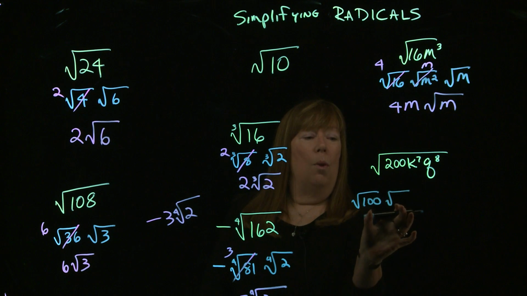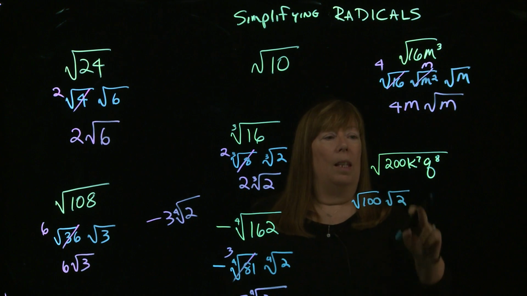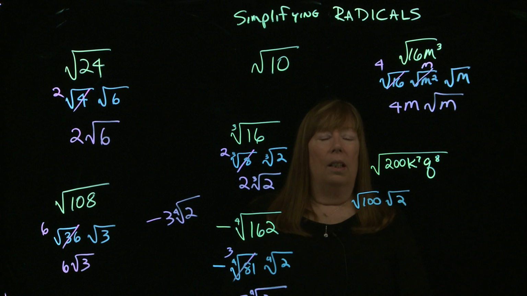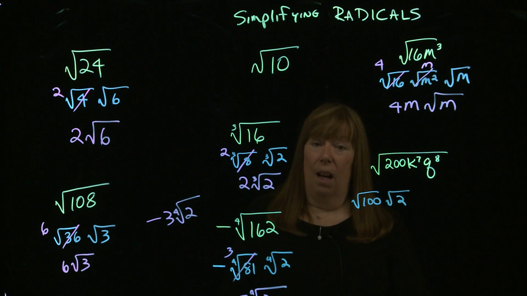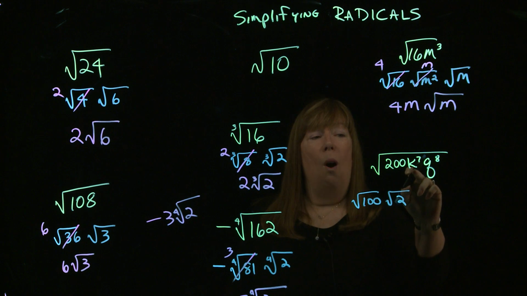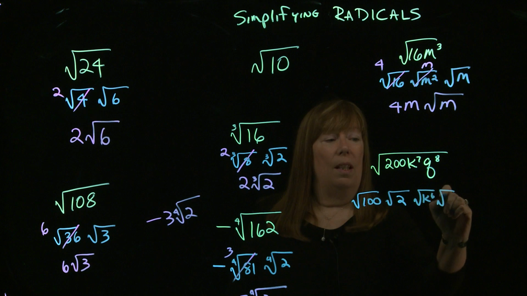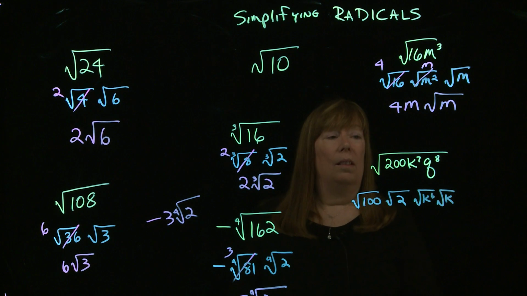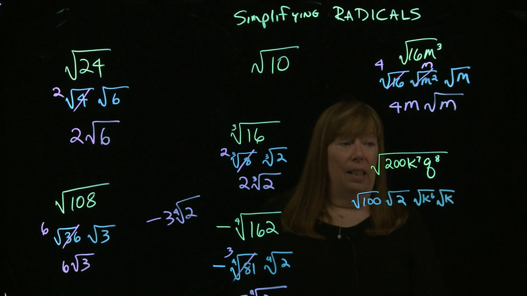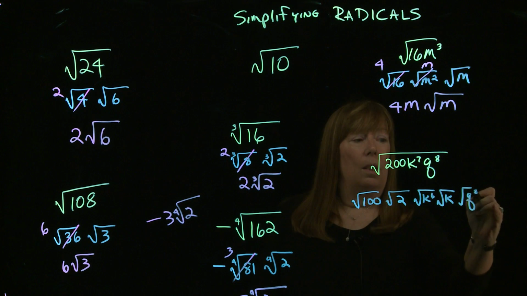So what would I need to multiply to get back to my 200 here? A 2. Okay. Now, if this exponent is even, it's a perfect square, but it's not even. It's a 7th. So we're going to take the next smallest even number, which will be 6, and what's left over? 1. And 8 is an even number, so that is a perfect square.